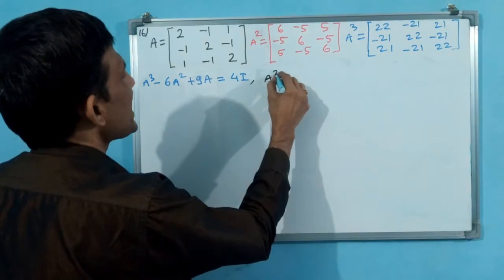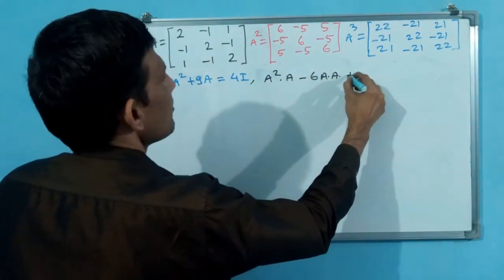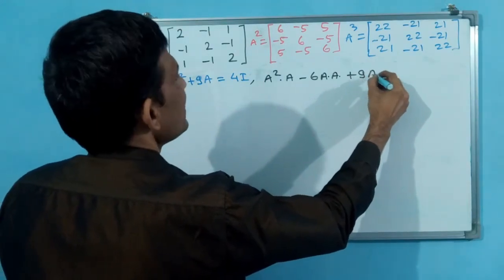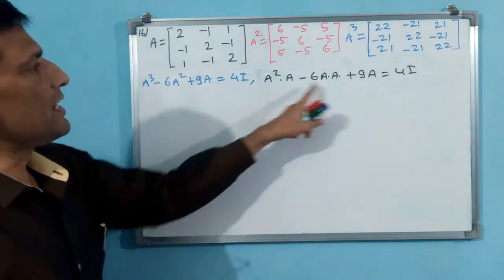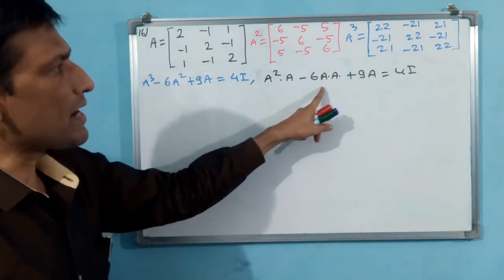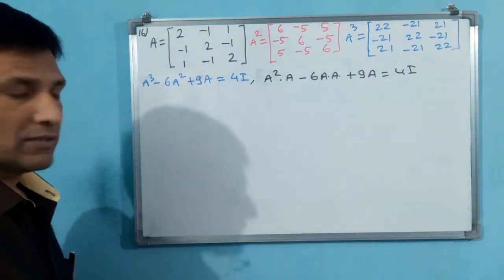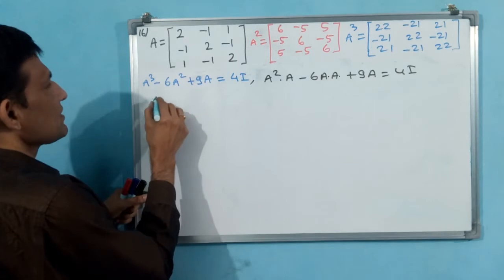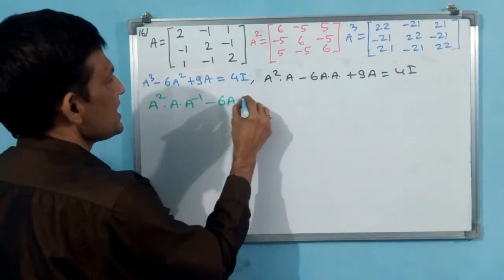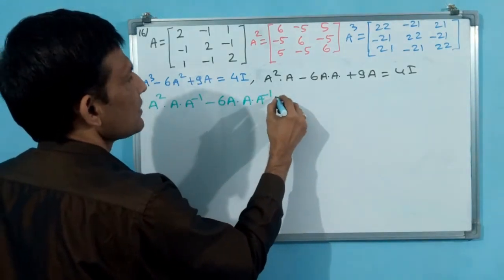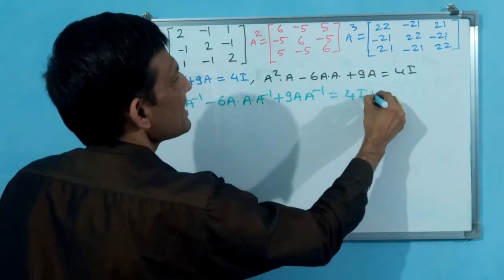You see, A square into A minus 6A into A plus 9A is equal to 4I. Here I have split these two. Now I will multiply A inverse both sides, because we want A inverse. If I multiply with A inverse, A square into A inverse minus 6A into A inverse plus 9A into A inverse is equal to 4I A inverse.